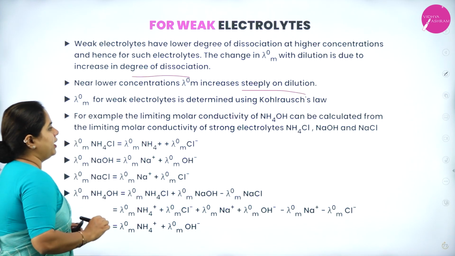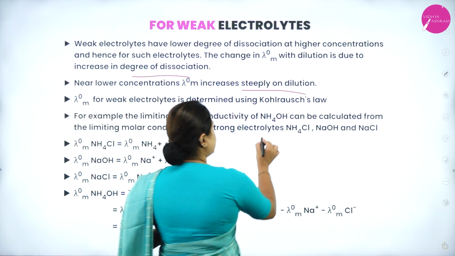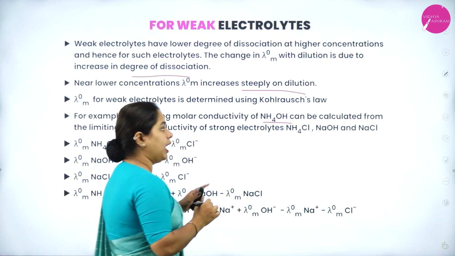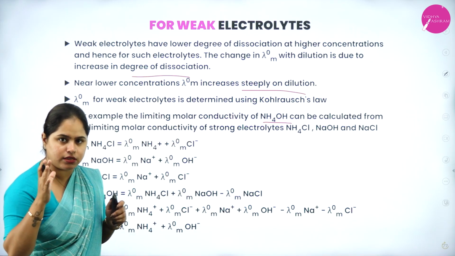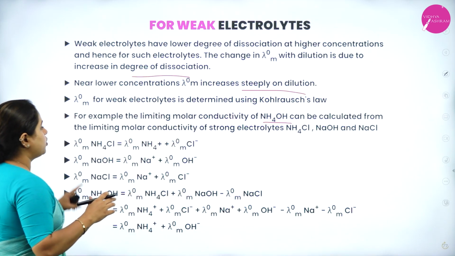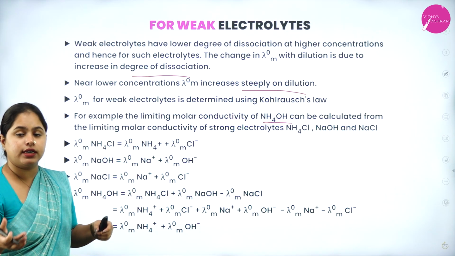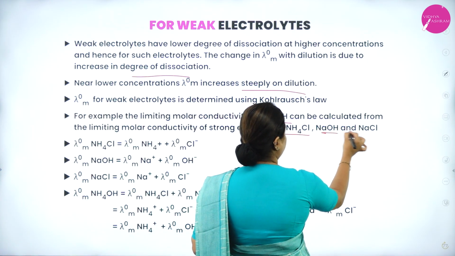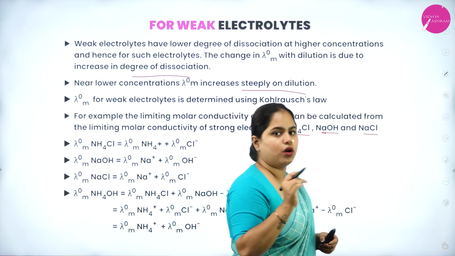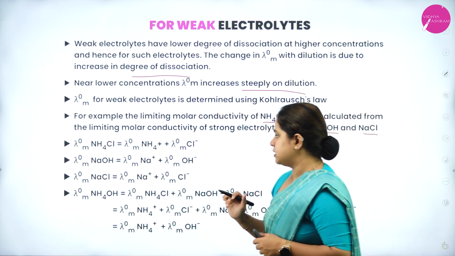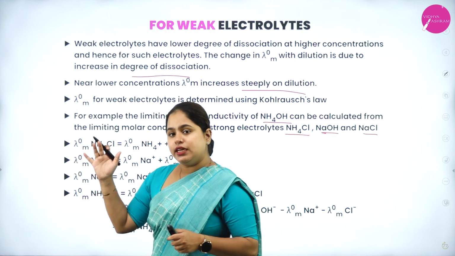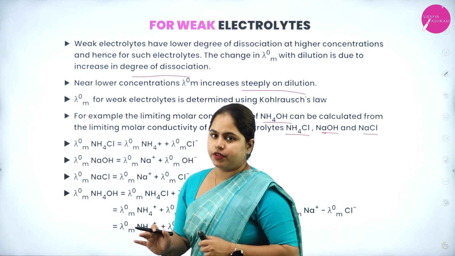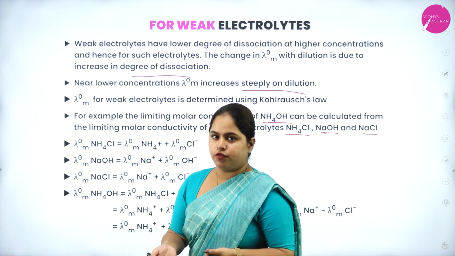Now, for example, the limiting molar conductivity of ammonium hydroxide can be calculated. Ammonium hydroxide is a weak electrolyte. It can be calculated by knowing the limiting molar conductivity values of strong electrolytes like ammonium chloride, sodium hydroxide and sodium chloride. So, how are we going to calculate it? Let me discuss here. For each of these electrolytes, we can write it as the sum of its ions, right?